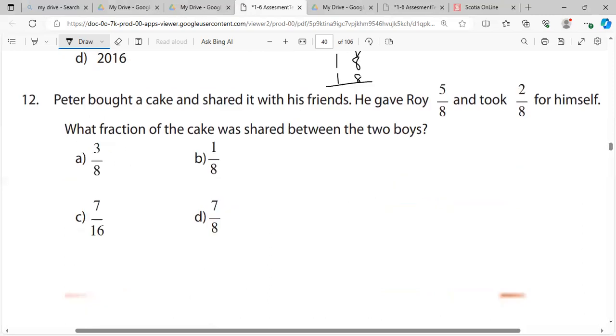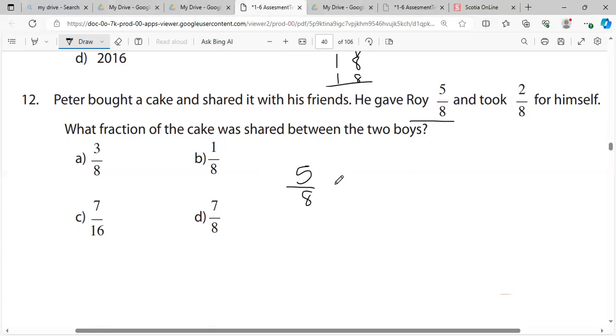Alright, let's move on to 12. Remember, guys, you are encouraged to try the questions. Peter bought a cake and shared it with his friends. He gave Roy 5/8 and took 2/8 for himself. What fraction of the cake was shared between the two boys? So it's 2 friends. That's a lot going on, man. You give a lot away of your cake. Alright, so let's go. So he gave Roy 5/8s.